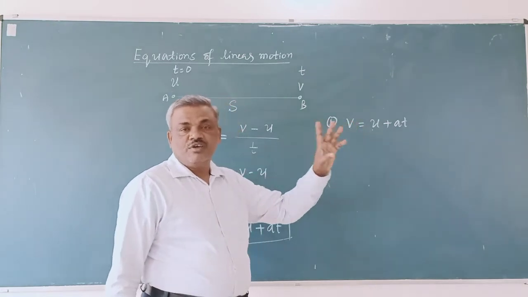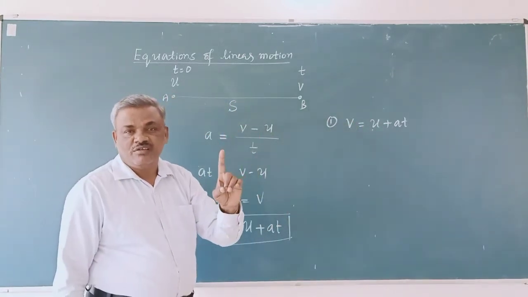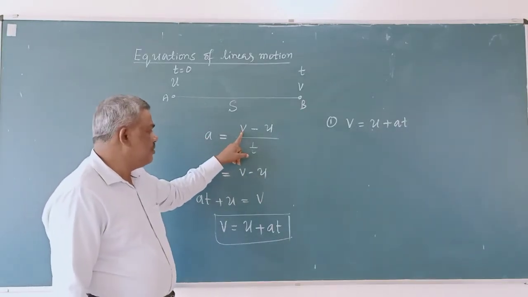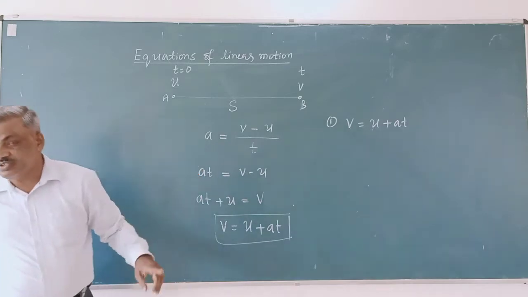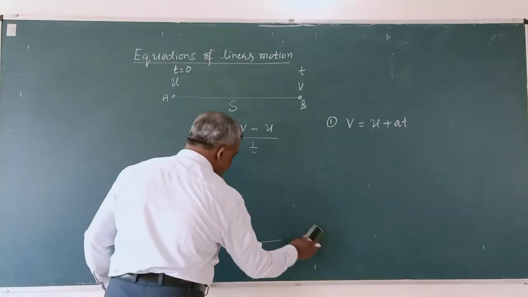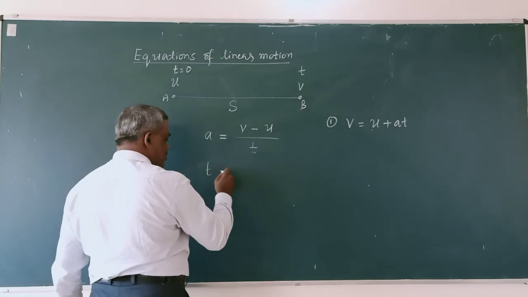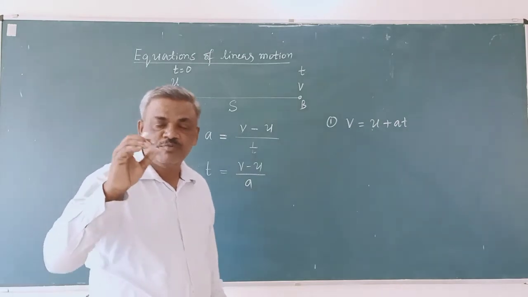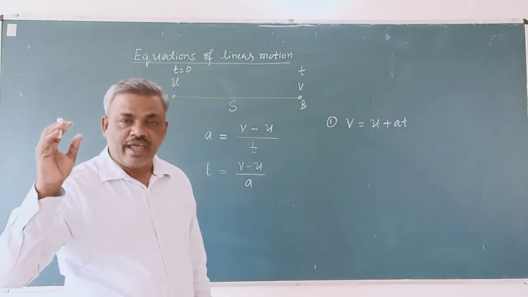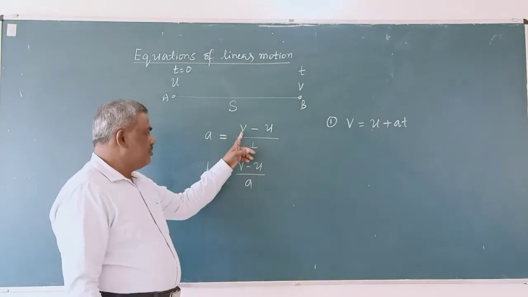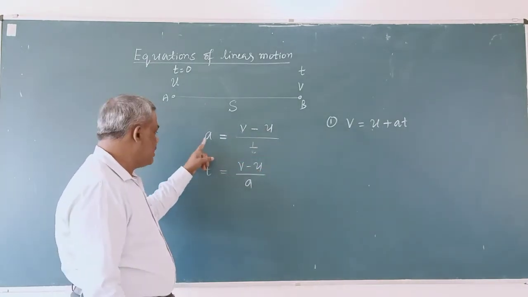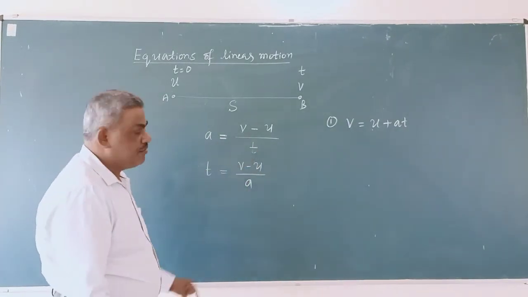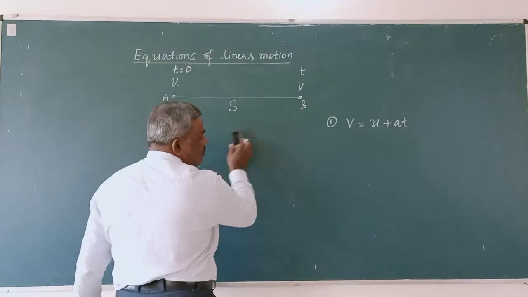Using this equation, you can calculate acceleration. How to calculate acceleration? Using this formula, a equals V minus U by t. And with this equation we can also calculate time: t equals V minus U by a. So in numerical problems, this is how to calculate acceleration and time. a equals V minus U by t, and t equals V minus U by a. This is the first equation of linear motion: V equals U plus a t.